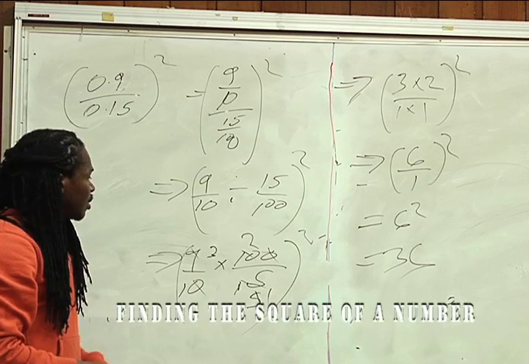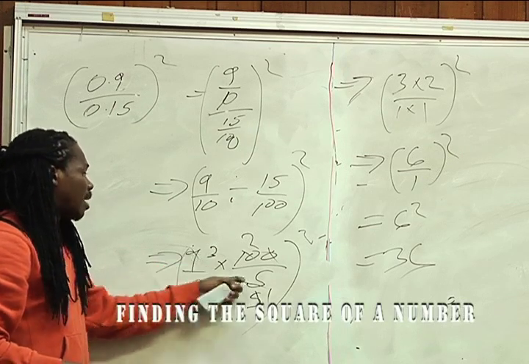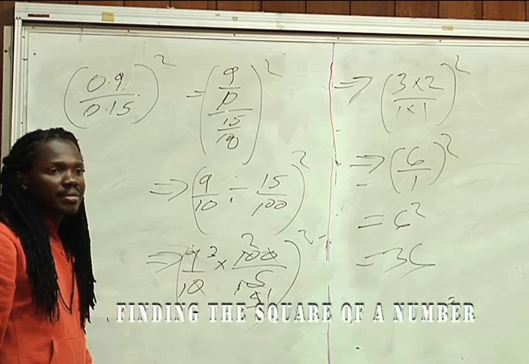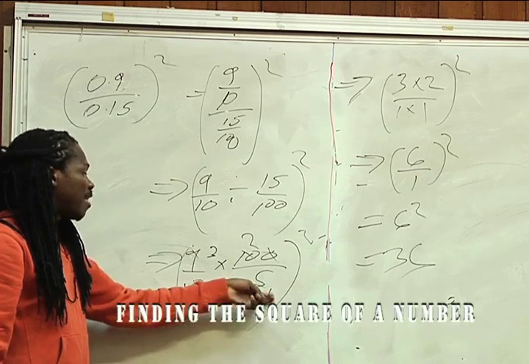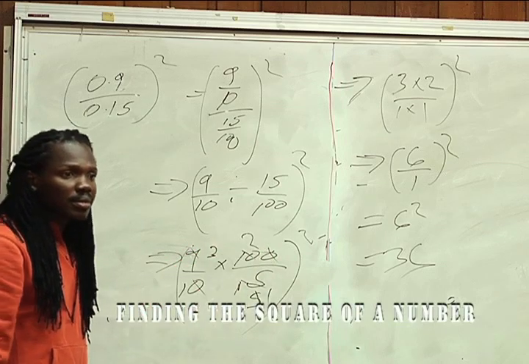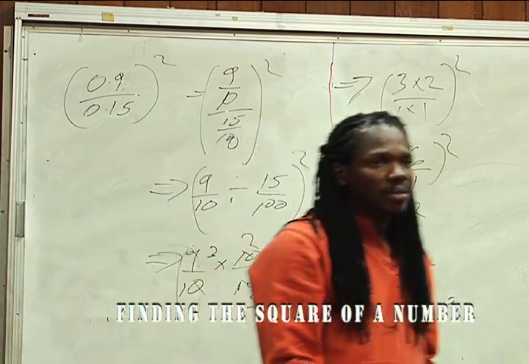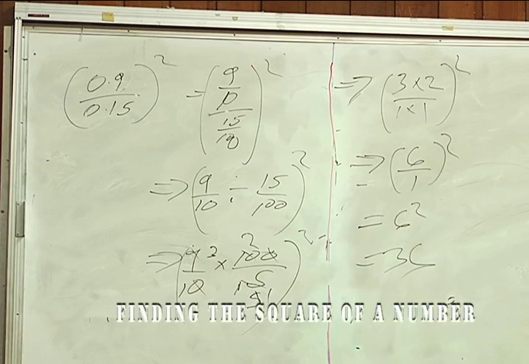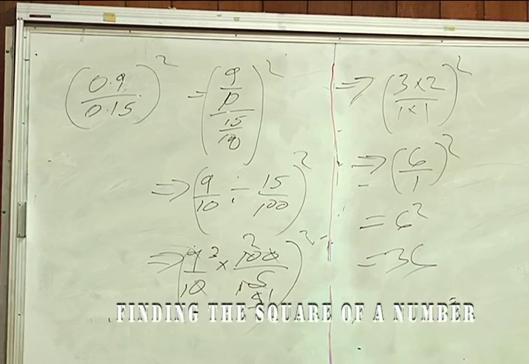3 cancels down: 3 into 9, 3 times. 3 into 15, 5 times. 5 into 5, 1 time. 5 into 10, 2 times. Oh, that's why you get it wrong. Half 5 more. Everybody see how simple it is?